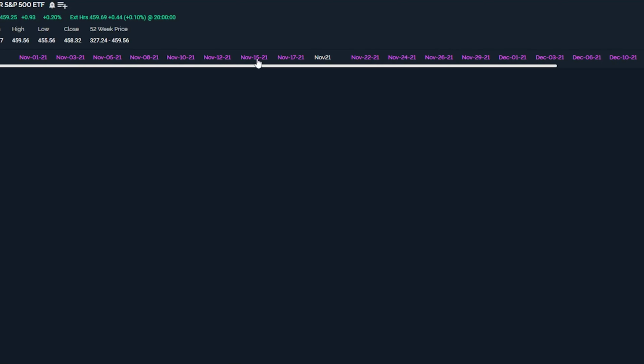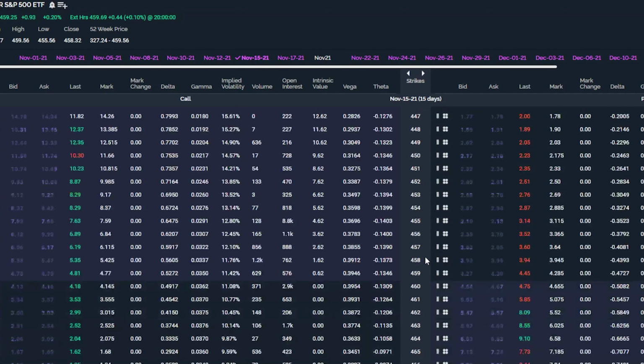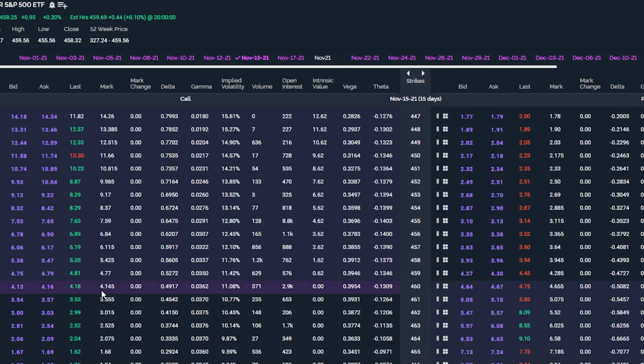So let's go way out in expiration. Let's go November 15th, 460s. Theta of 0.13 to a $4.13 premium. So you can see that's going to be a small proportion of Theta. And that accelerates. The closer you get to expiration, the higher Theta gets in ratio. The more it accelerates, which means your premium decays faster and faster and faster.